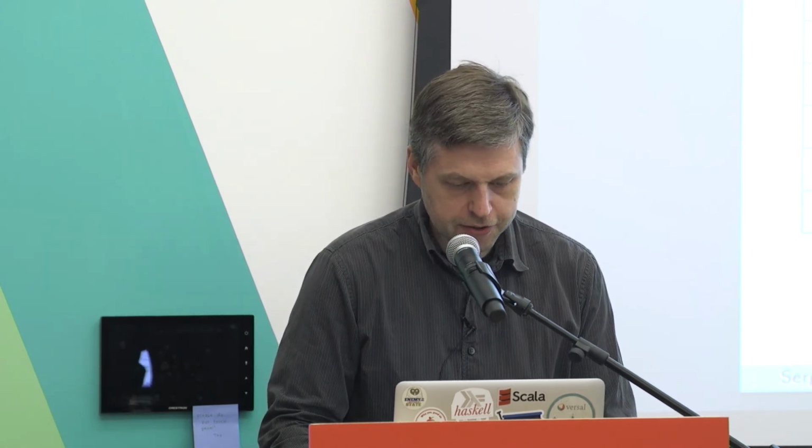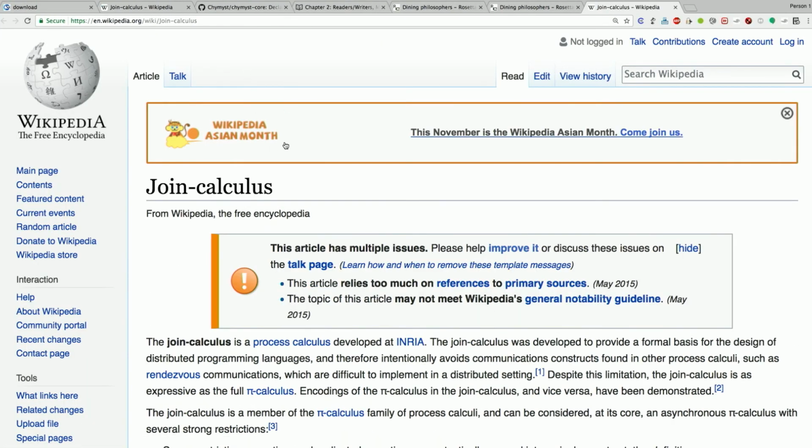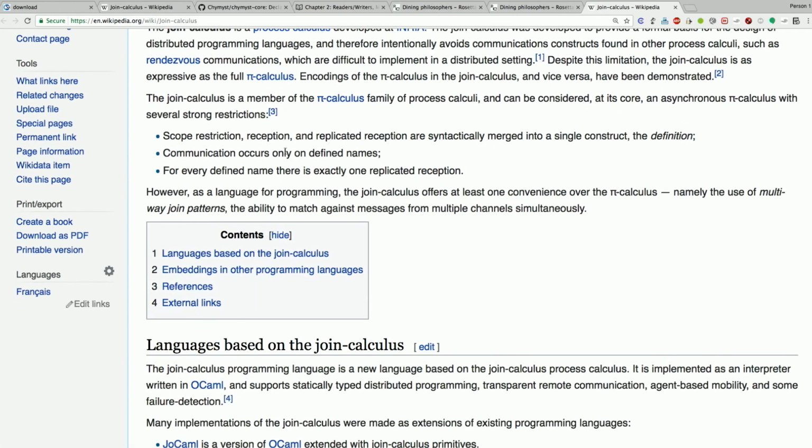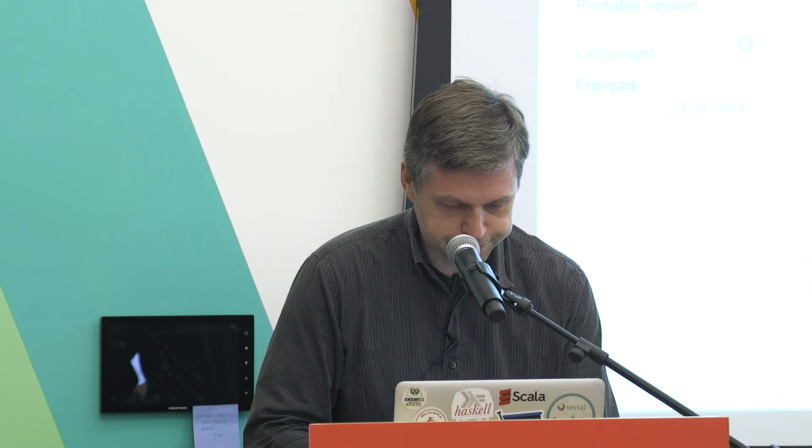All right, so there are other things that I would want to say, but one thing is that I'd like to say don't look at the Wikipedia page, okay? Just don't look there. If you want to learn about join calculus, don't read this. I don't understand a word of this. I mean, look: communication occurs only on defined names, okay?